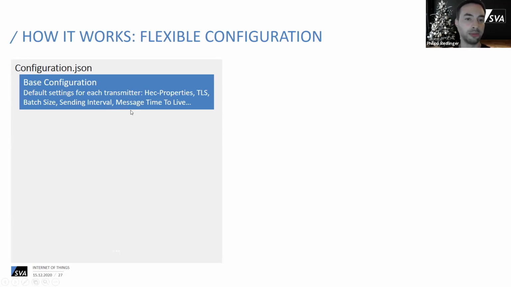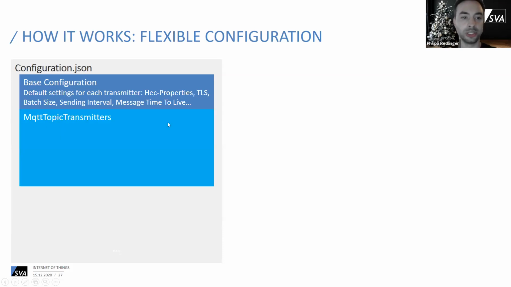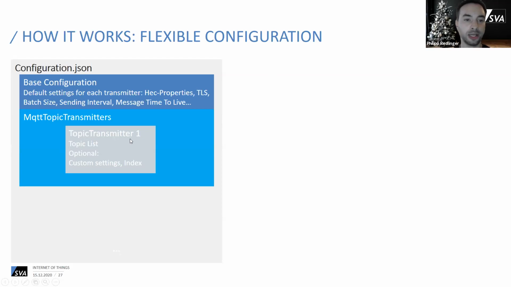You can define message time to live, for example, which is another setting that defines how long the messages are kept in case of network outages, for example. And all of these settings will be taken as a template when you define the concrete transmitters. So we have one section that contains the MQTT topic transmitters. As I already mentioned, there are two types of transmitters, and this is the first type. And you can define topic transmitters here as elements in a list.